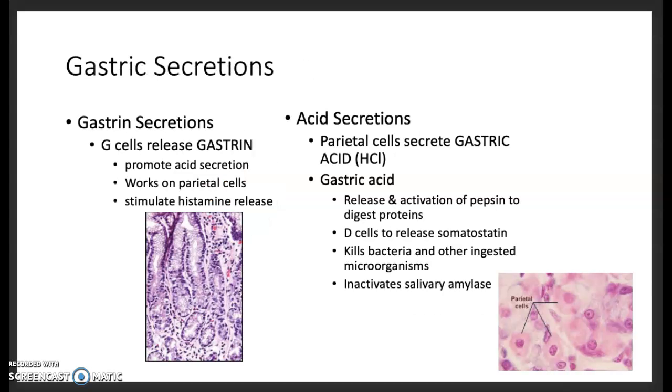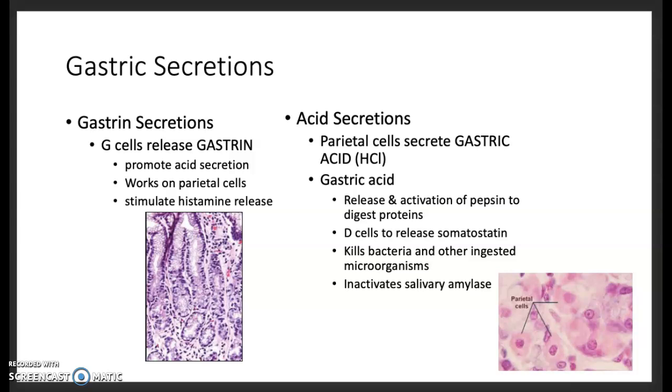So what are the gastric secretions that we have? We have G cells. They release gastrin. So they promote acid secretion. They work directly on the parietal cells. They stimulate histamine release. Acid secretions, we have the parietal cells, which secrete gastric acid. And gastric acid is responsible for the release and activation of pepsin to digest proteins. So the HCl, the gastric acid, will denature proteins by breaking disulfide and hydrogen bonds.